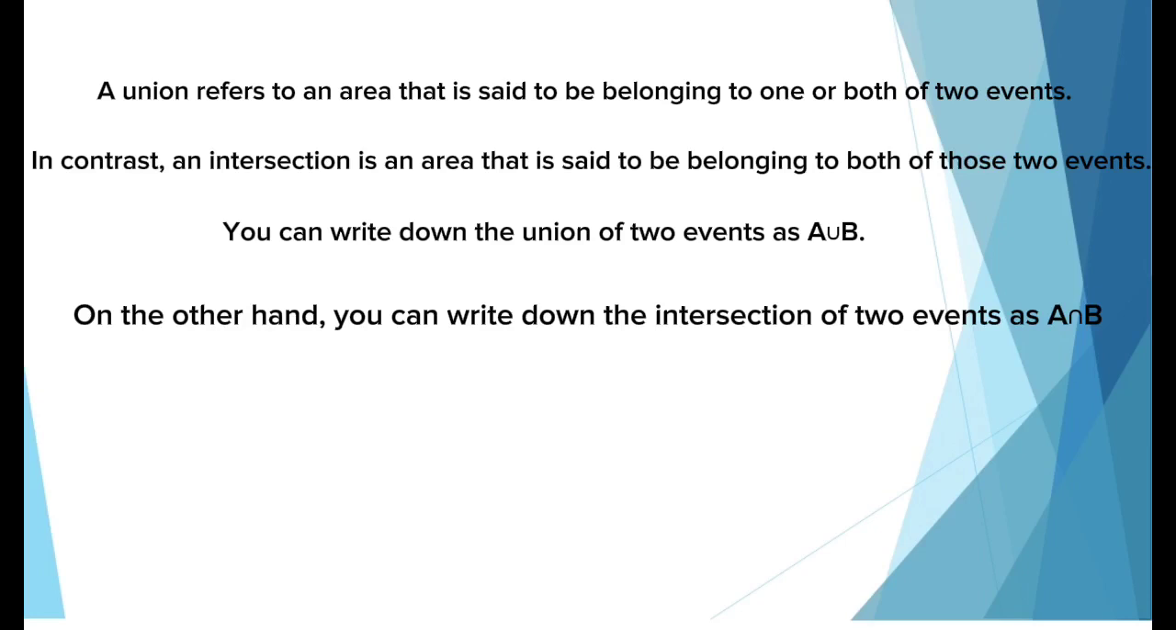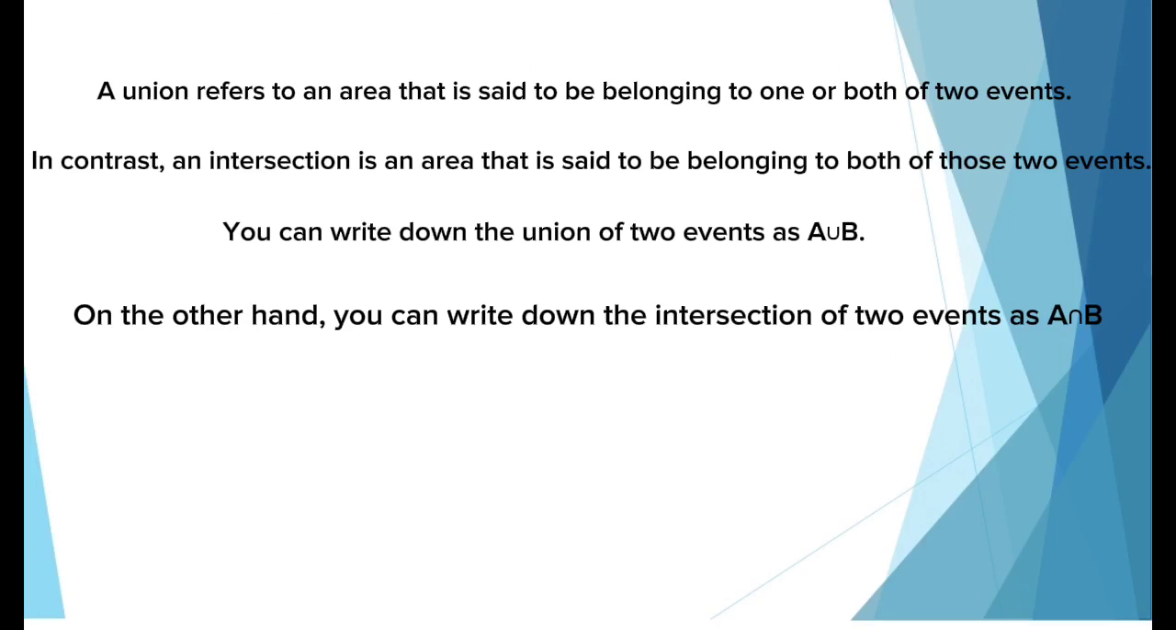Meaning, the intersection must be both. Then the union can be one or both. You can write down the union of two events as A ∪ B. It can be read as A union B. On the other hand, you can write down the intersection of two events as A ∩ B.